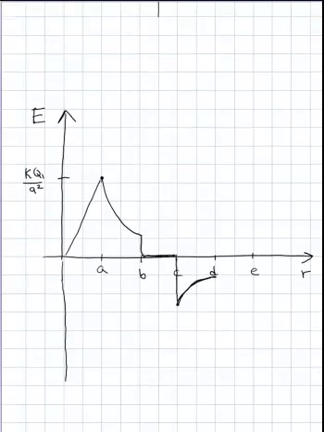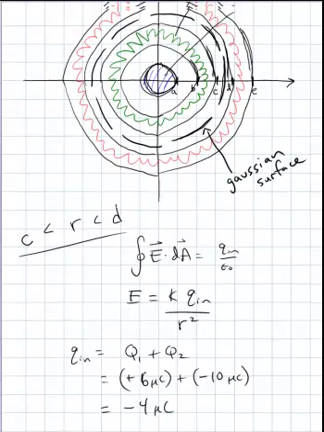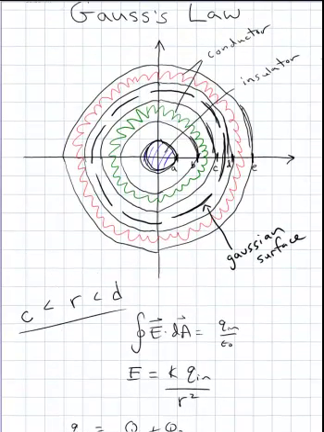Okay, let's go back up and see if we can do between D and E now. You shouldn't need me for that. Why don't you try to do that part on your own and see if you can get the surface charges there, and then you can turn the video back on if you need to.